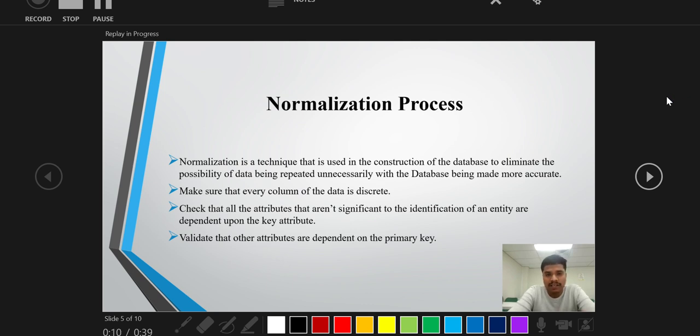So the first thing is the normalization process. Normalization is a technique used in the construction of a database to eliminate the possibility of data being repeated unnecessarily, with the database being made more accurate. Make sure that every column of the data is discrete. Check that all the attributes that are not significant to the identification of an entity depend upon the key attributes. Validate that other attributes depend on the primary key.